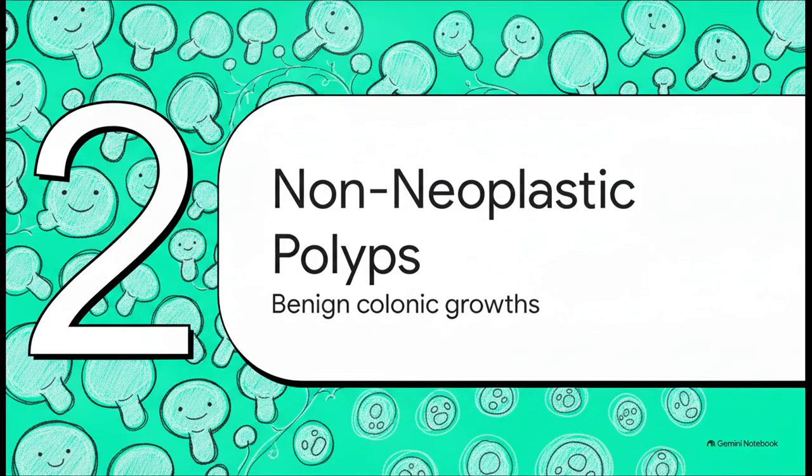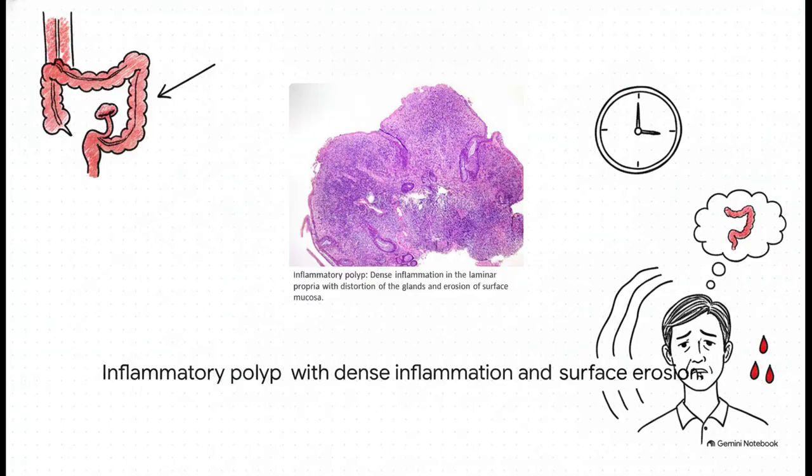Section 2. Non-neoplastic colonic polyps. Let's look at how the body forms polyps that, thankfully, carry absolutely no malignant potential. You can clearly see dense inflammation in the lamina propria here, along with distortion of the glands and some surface erosion. These are just benign reactions to chronic cycles of injury and healing.